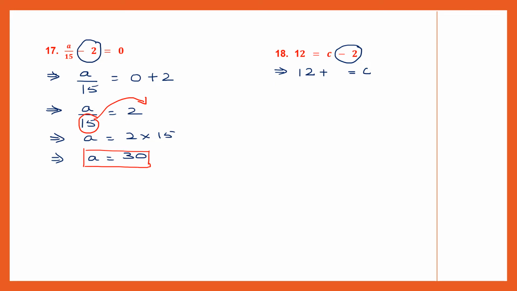It becomes plus 2. So 12 plus 2 is 14, which is the value of C. So we've got our answer. C is equal to 14. This is the answer to question 18.